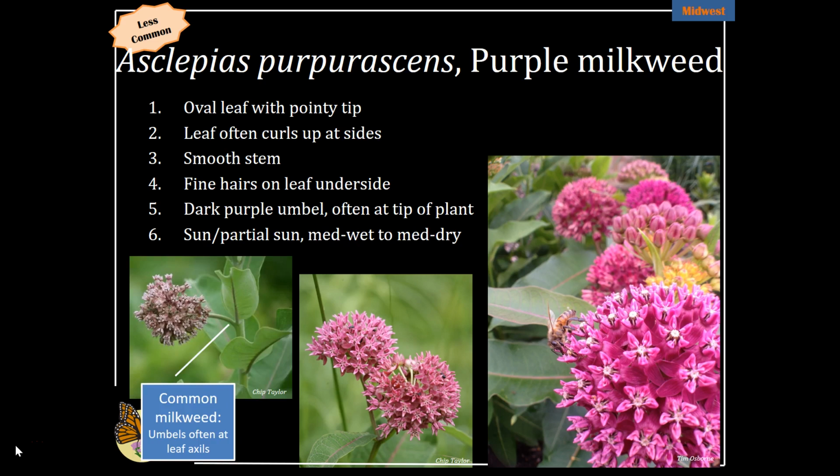You can tell it apart from common milkweed by the leaf shape. Common milkweed has more rounded tips, and the placement of the umbel. Common milkweed's umbel is typically in the leaf axil, where the leaf meets the stem, and not at the very top of the plant.